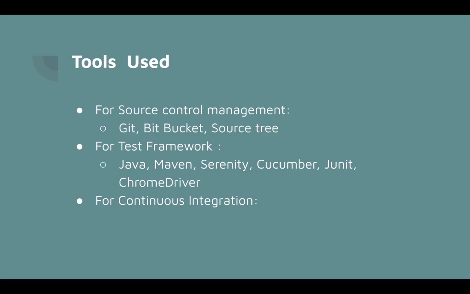Let's see brief introduction about all these tools I just explained here. So Git is a distributed version control system for tracking changes in source code during software development. Bitbucket, a web-based version control repository hosting service for source code and development projects that use either Mercurial or Git version control systems. SourceTree is a Git GUI that offers a visual representation of your repositories.